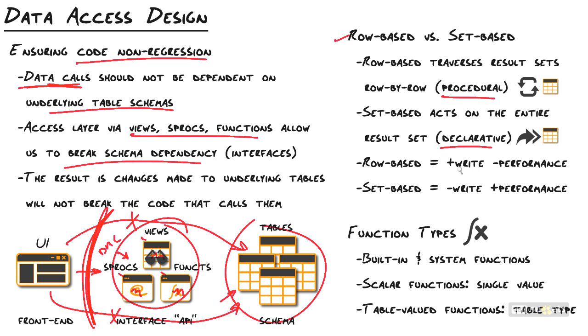So row-based, while they're easy to write, especially if you are coming from the world of development and you're used to writing code line by line and watching it execute line by line. So it's easier to write generally because of the mentality, but it's terrible on performance. Cursors and loops are just the worst thing you can do for performance inside of your SQL queries.